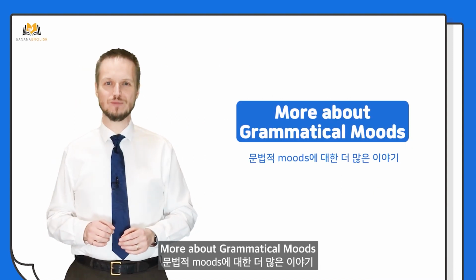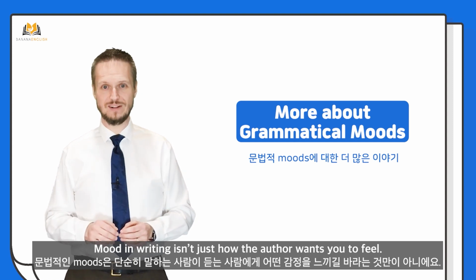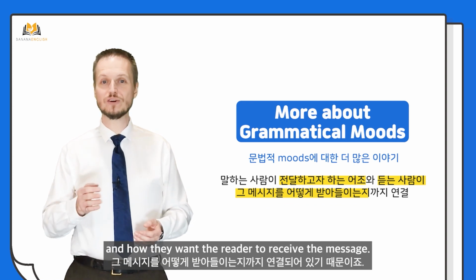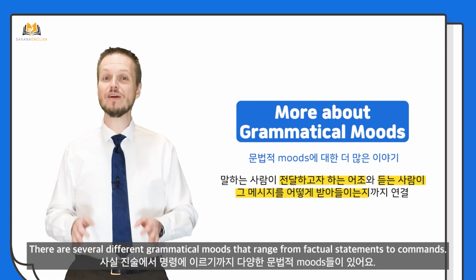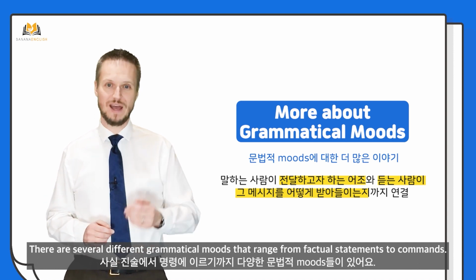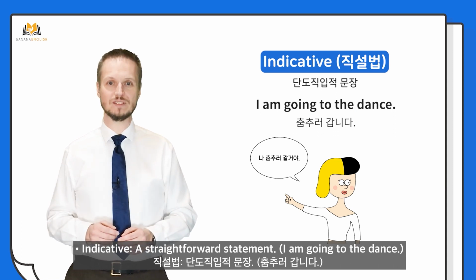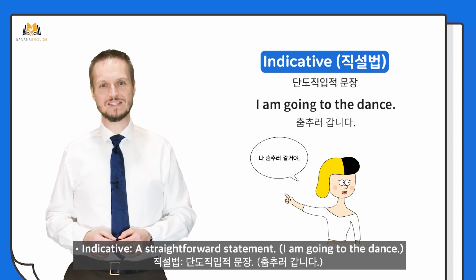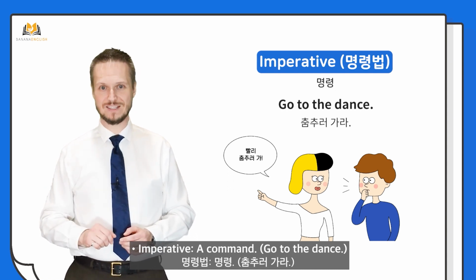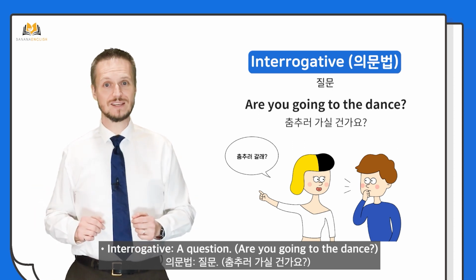More about grammatical moods. Mood in writing isn't just how the author wants you to feel. A sentence's mood indicates the writer's tone and how they want the reader to receive the message. There are several different grammatical moods that range from factual statements to commands. Indicative, a straightforward statement. I am going to the dance. Imperative, a command. Go to the dance. Interrogative, a question. Are you going to the dance?